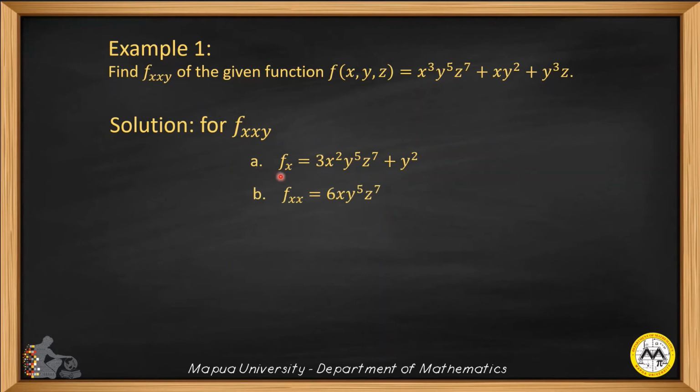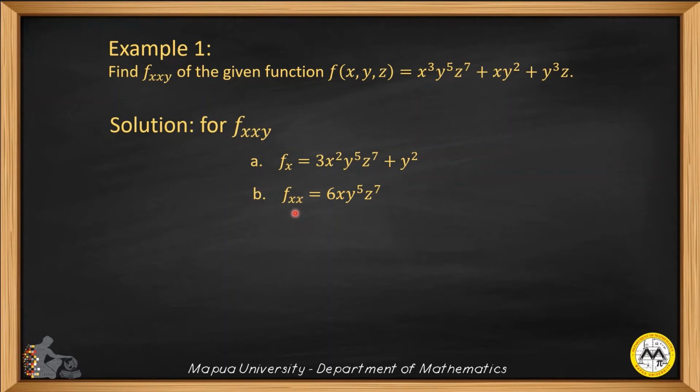Now, having obtained the first partial derivative of f with respect to x, we now work on the second partial derivative of f twice with respect to x. So this result of the first partial derivative of f with respect to x, we differentiate again with respect to x to obtain 6xy^5z^7. Now this is the second partial derivative of f twice with respect to x.